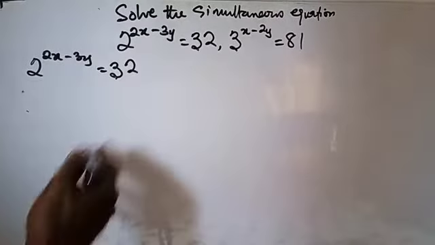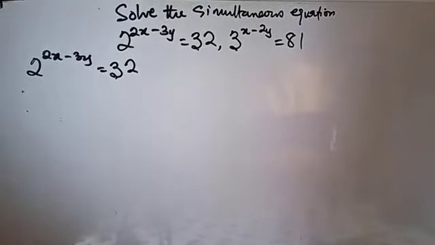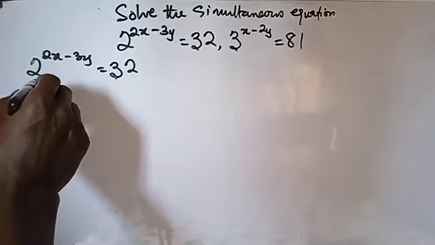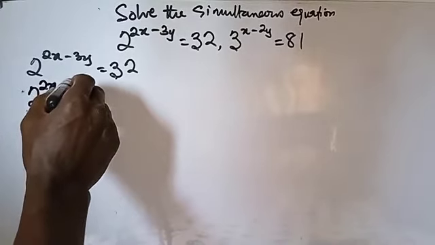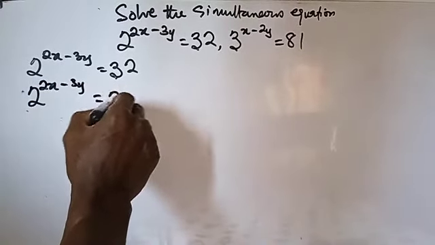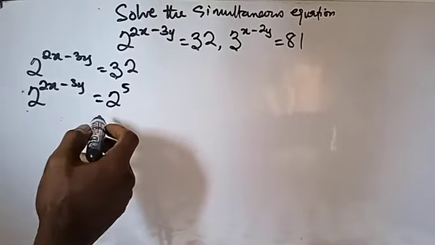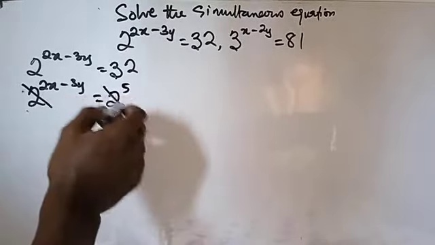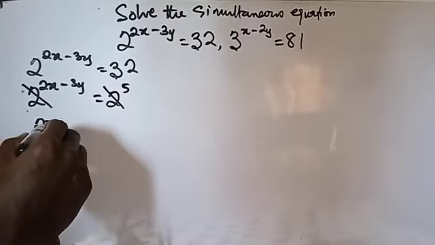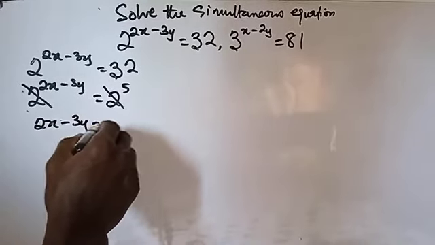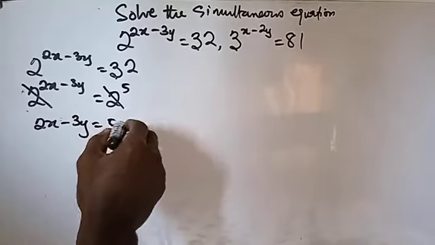Now that we've gotten that 32 is 2 raised to the power 5, we can now say 2 raised to the power 2x minus 3y equals 2 raised to the power 5. Now that we have a common base between the left hand side and the right hand side, let us cancel out. So here we have 2x minus 3y equals 5. Now this is equation 1.